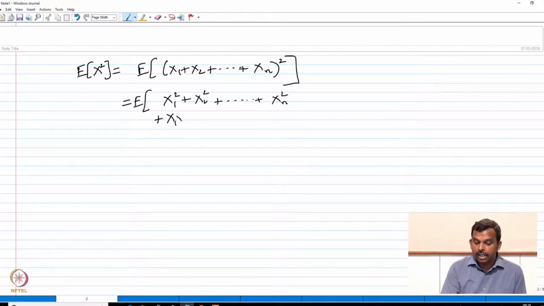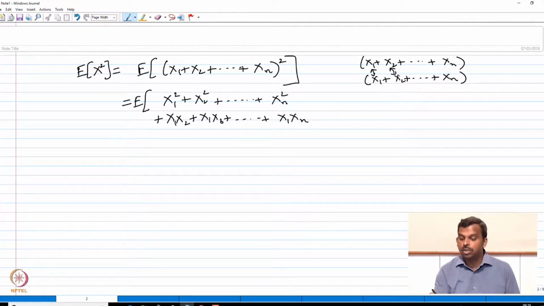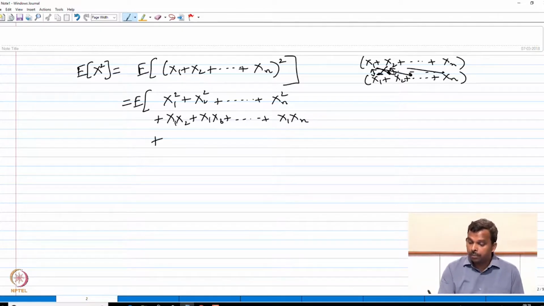Then what are the additional terms you will get? You will get x1 times x2 plus x1 times x3 plus so on till x1 times xn. Remember I'm multiplying (x1 plus x2 plus xn) times (x1 plus x2 plus xn). So you'll get these terms: that gives you the square terms, x1 squared, x2 squared, and then x1 will multiply x2, x1 will multiply x3, so on till xn. Then x2 will multiply x1, x2 will multiply x3, etc. So you'll get x2 x1 plus x2 x3 plus so on till x2 xn.